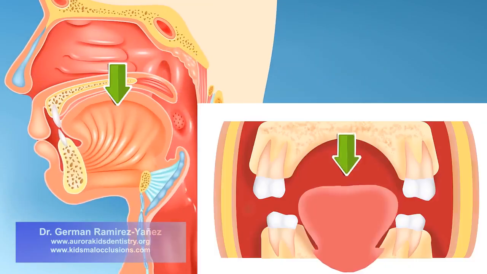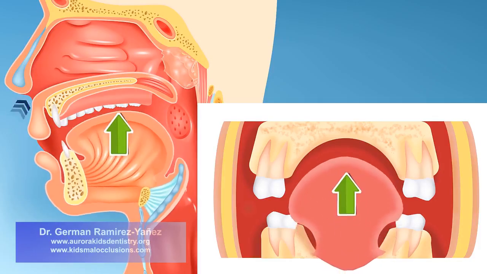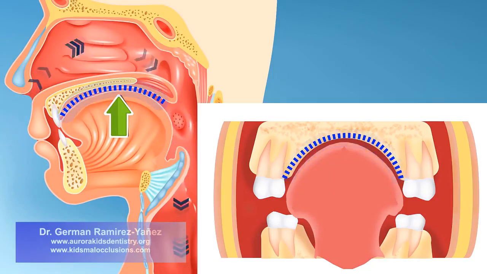In order to breathe through your mouth, your lower jaw has to come down, as well as your tongue has to rest on the floor of your mouth. Breathing through the nose is the correct way, and so the tongue is able to rest on your palate, stimulating a normal growth and development of your upper jaw.